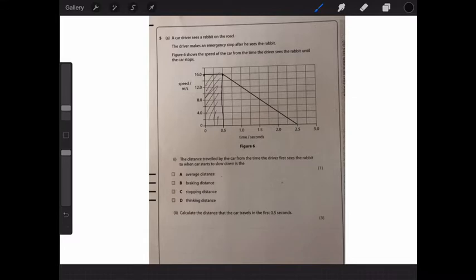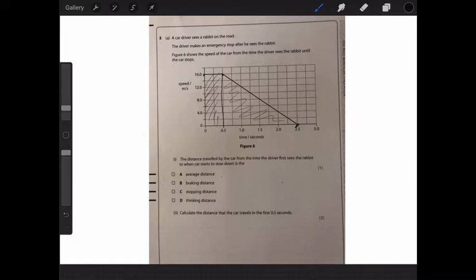The rest of this graph here, or this area, and this sloping gradient here where the speed is decreasing in time, it's decelerating, is when the brakes are being applied and the car is coming to a stop by the 2.5 seconds of time after the driver has seen the rabbit. So that was quite a long explanation of the graph, but if you're watching this video it's because you were stuck on this question, so you might want a little bit extra help.